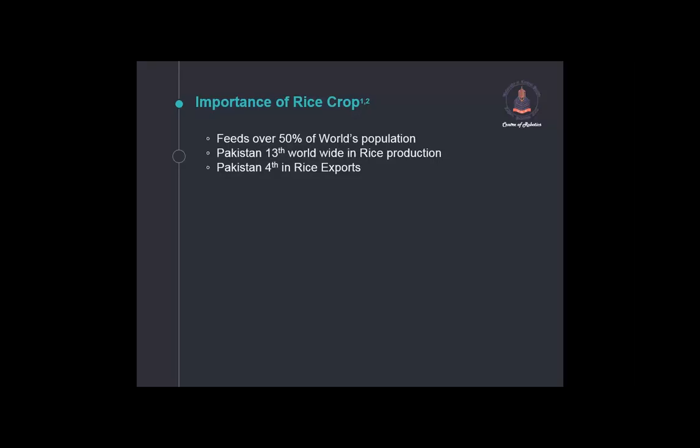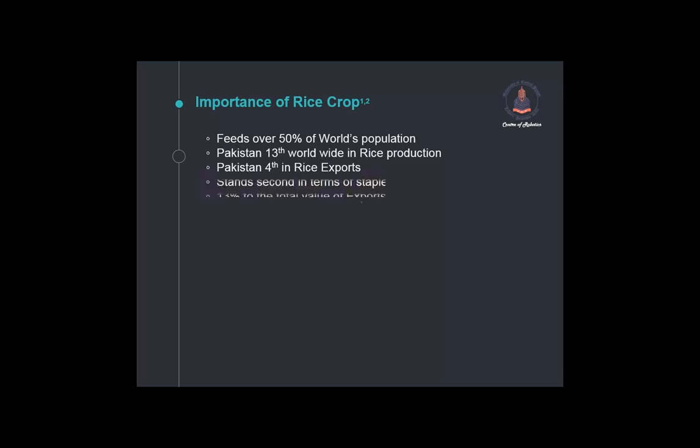So as we know, the rice crop is very important. It feeds over 50% of the world's population, and the rest, less than 50%, consumes wheat or maize or something like that. Pakistan is 13th worldwide in rice production. Pakistan is fourth in rice exports. So we can understand how important rice is in Pakistan, especially when it comes to exports of the country.